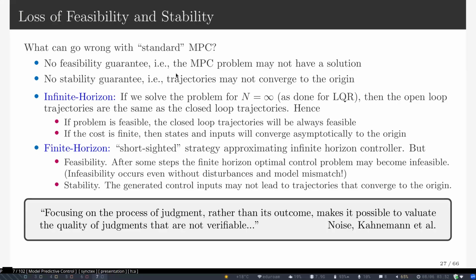Focusing on the process of judgment or decision making rather than its outcome makes it possible to evaluate the quality of the judgment, even where outcomes are not ex ante verifiable.